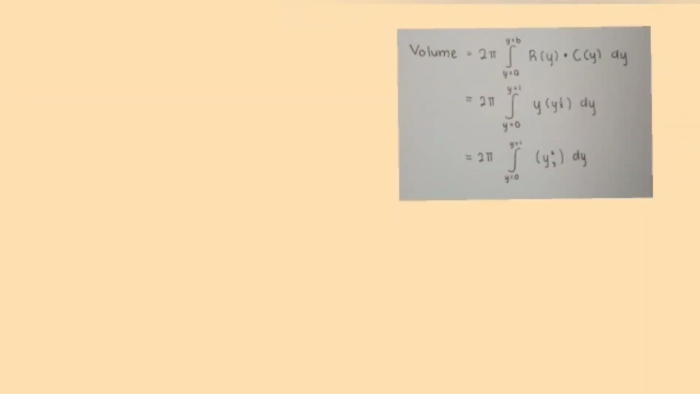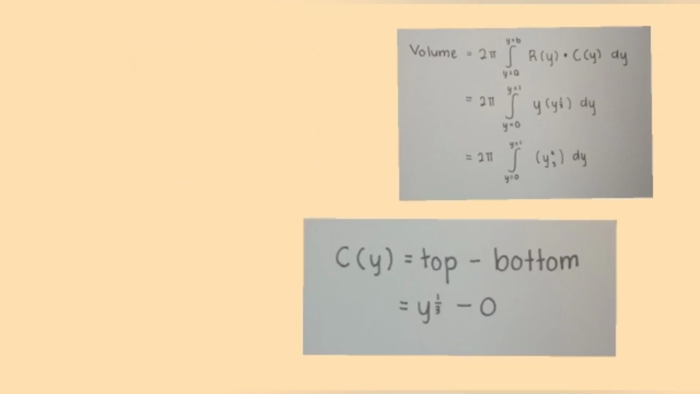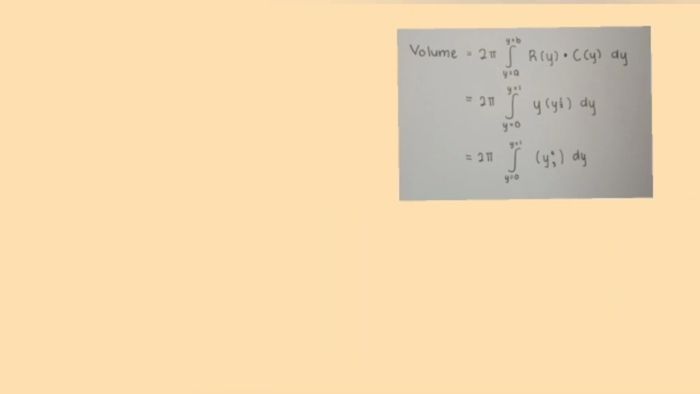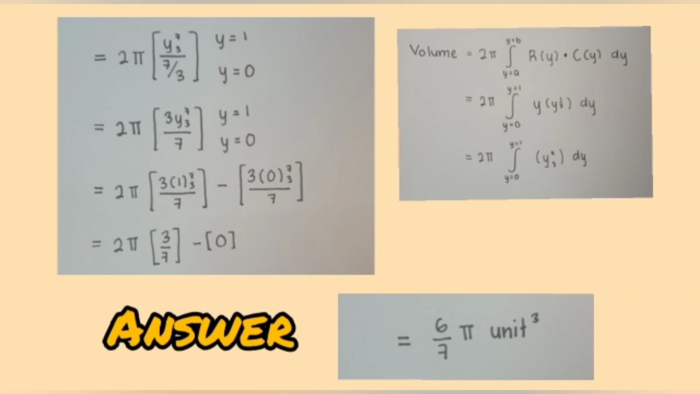Based on the formula, we have to fill it with the correct information, such as Ry that we got before, which equals y minus 0, which is also equal to y, and Cy that we got before, which equals y to the power of 1/3 minus 0, which is also equal to y to the power of 1/3. After that, we can continue to the next step to solve the problem. But remember, you have to integrate carefully so you will not lose your marks. And finally, we got the answer.